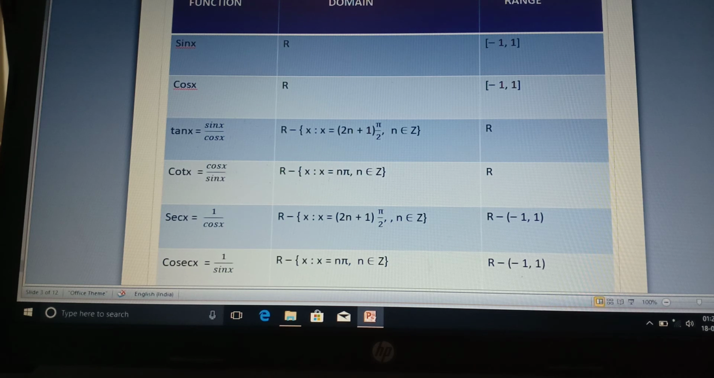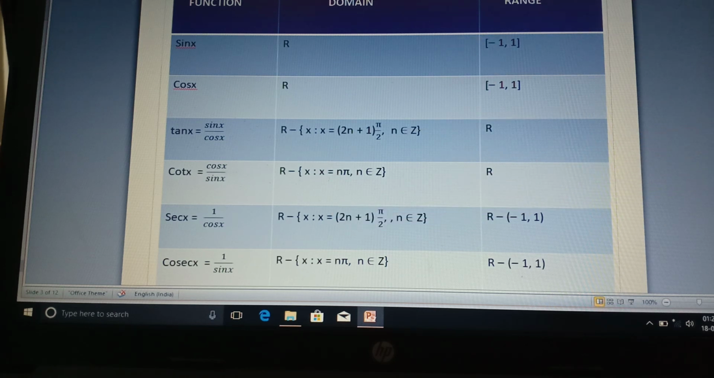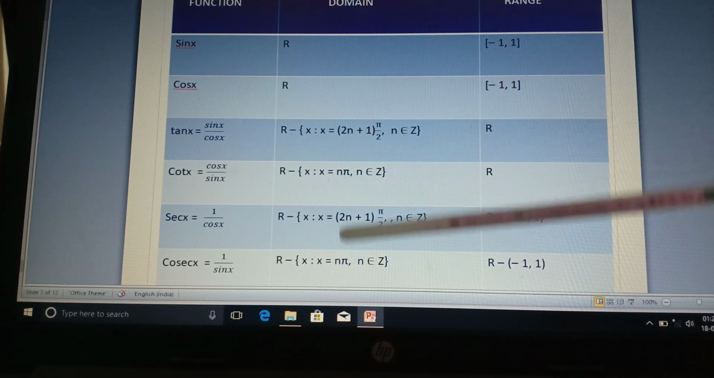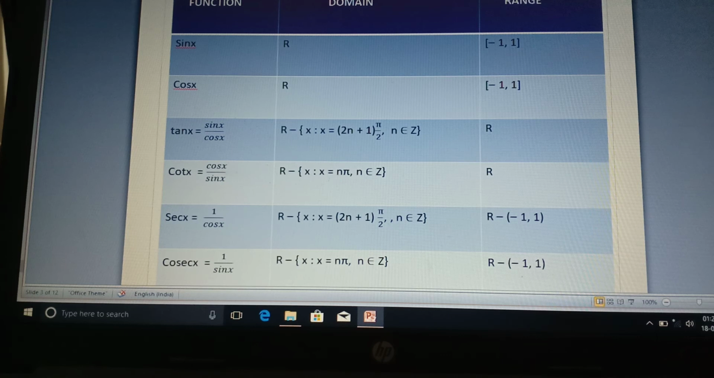Sec x is 1 by cos x. So cos x is 0 again when x is an odd multiple of 90, so that should not be in the domain. So this should be subtracted from R. So R minus odd multiples of 90, and its range is R minus the open interval -1 to 1. Similarly cosec x is 1 by sin x. Sin x is 0 when x is an even multiple of 90. So R minus x such that x equal to n pi, n belongs to Z, and our range is R minus the open interval -1 to 1. I hope students you understood the domain and range of trigonometric functions.